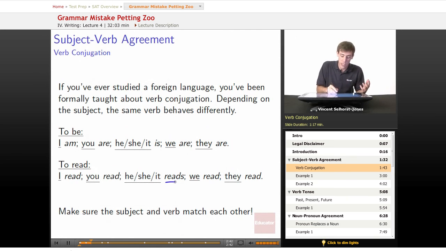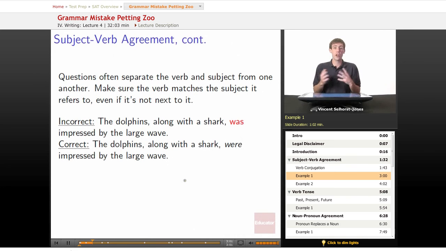Like, for example, he, she, it reads. For I read, you read, we read, they read, it all uses just read, but he, she, it becomes reads with an S at the end. So depending on what our subject is, the verb will change. We have to make sure that our subject and our verb agree when we're looking for mistakes. Questions aren't going to just make it obvious by saying, he, she, it read. They're going to separate the subject and the verb so it's hard to tell what's going on. You have to make sure that the verb matches the subject it's referring to even when they've been separated from each other.